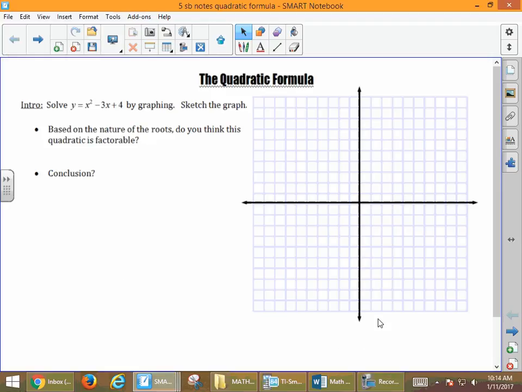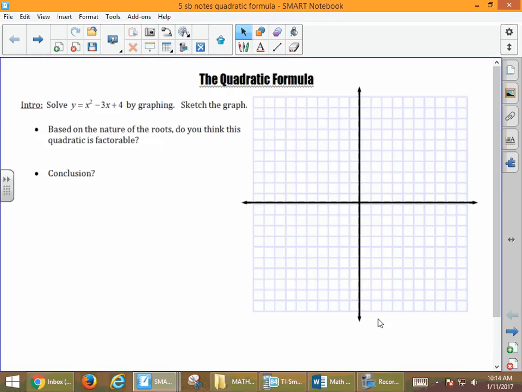Today we're going to be talking about the quadratic formula. And hopefully, the quadratic formula is something that you have seen in Algebra 1 and geometry as well. But let's start with solving this quadratic by graphing.